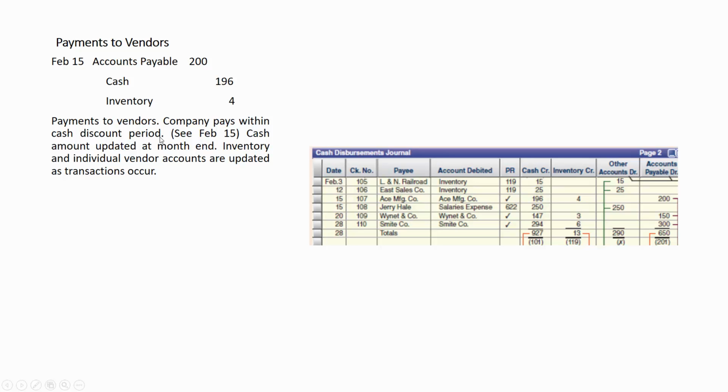The company pays within the cash discount period. So this is the February 15th journal entry. Cash updated at month end. Inventory and individual vendor accounts are updated as the transactions occur. And we credit inventory so that inventory will be reflected at the amount that we paid for inventory. See or review the transactions associated with the cash inventory account. Credits to inventory when we pay within a cash discount period, you would find that in retail transactions.